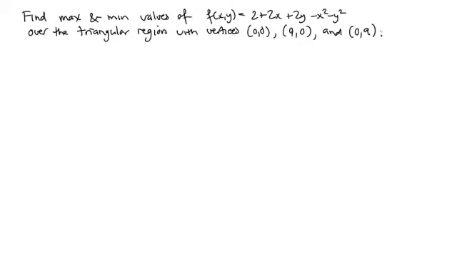Let's take a look at one final example. Find the maximum and minimum values of the function f(x, y) = 2 + 2x + 2y - x² - y² over the triangular region with vertices at the points (0, 0), (9, 0), and (0, 9).